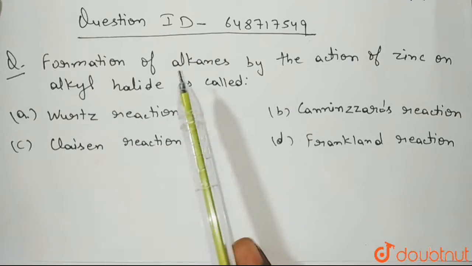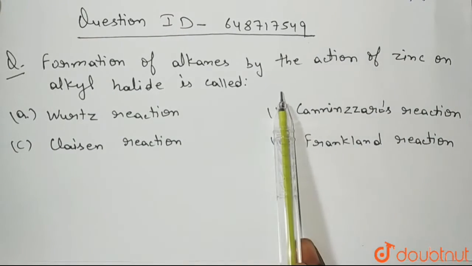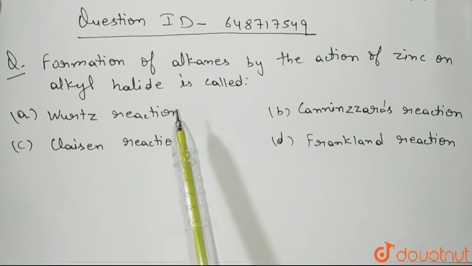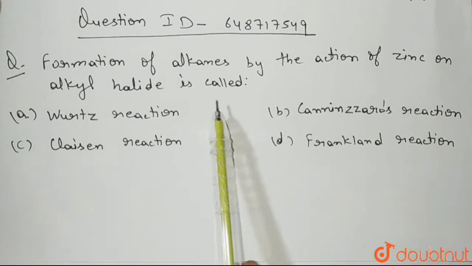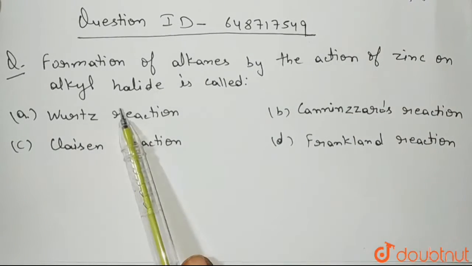Hello students, the question is formation of alkanes by the action of zinc on alkyl halide is called, and here four options are given to us. So we need to tell what is the name of the reaction when alkanes are formed by the reaction of zinc on alkyl halides.